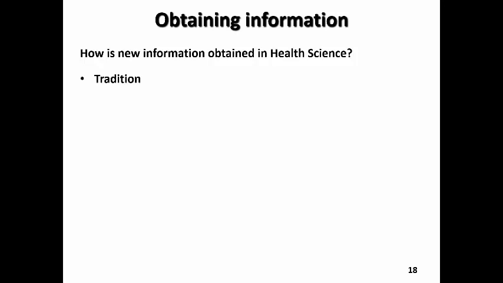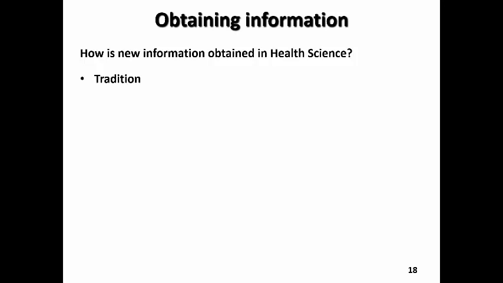In this lecture, we're going to examine methods of logical reasoning by first examining different ways in which information is gathered in a very general sense, but then we'll work towards how information is gathered for the purposes of health research. And so when we talk about how new information is obtained in health science, there are 5 specific ways in which this is done.